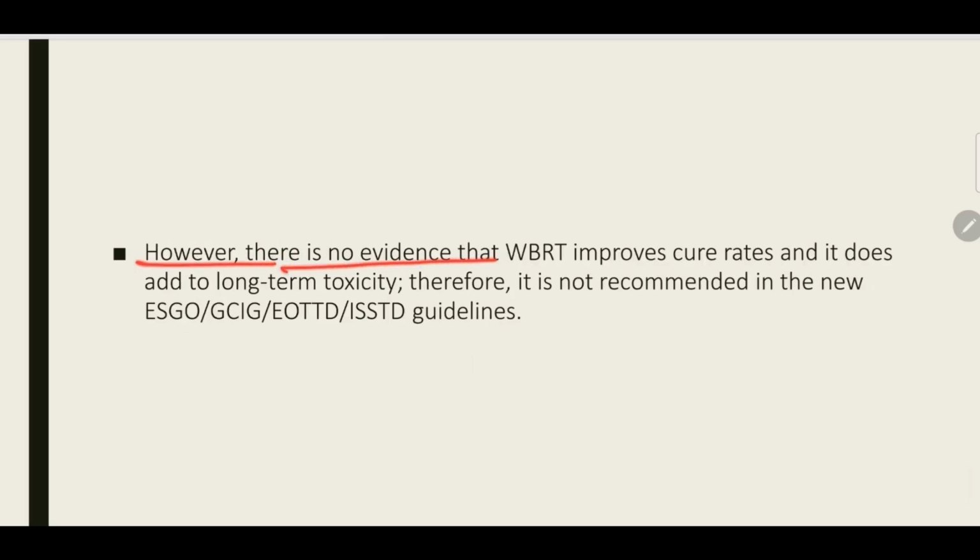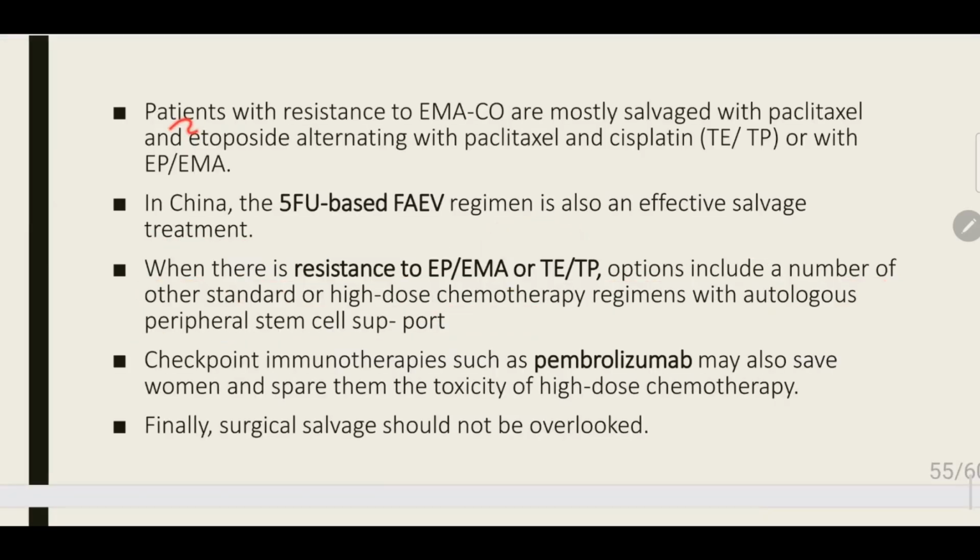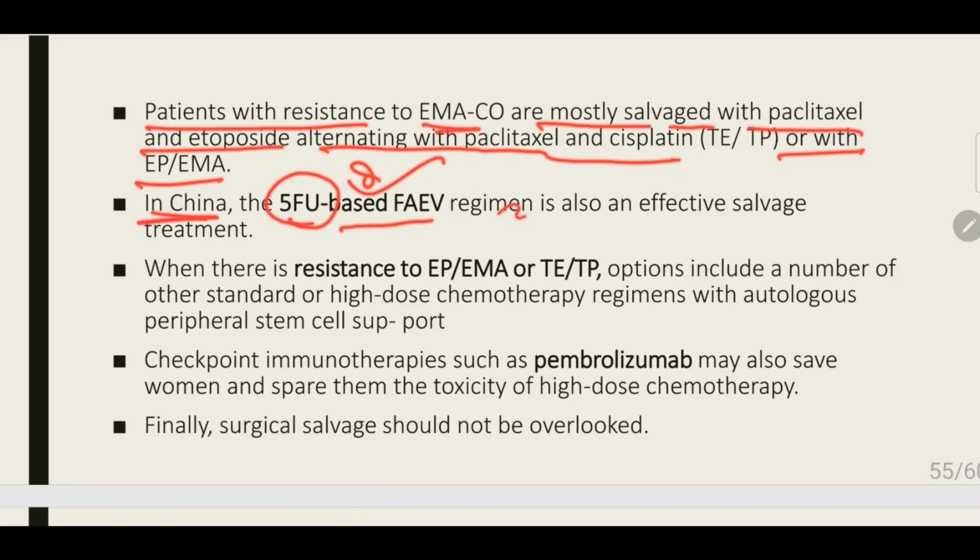However, there is no evidence that whole brain radiotherapy improves cure rates, and it does add to long-term toxicity. Therefore, it is not recommended in the recent guideline. Patients with resistance to EMA-CO are mostly salvaged with paclitaxel and etoposide, alternating with paclitaxel and cisplatin, or with EP or EMA. In China, the 5-fluorouracil based FET regimen is also an effective salvage treatment.